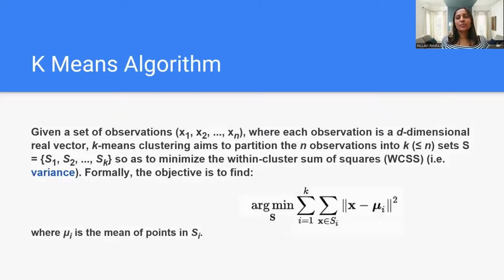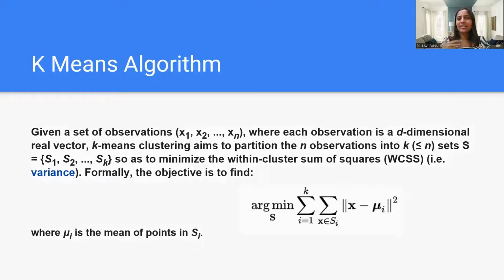Next, what do I mean by the k-means algorithm? From the previous slide you understood what I need to do, but what is the k-means algorithm actually, what's the maths behind it, what's the equation? Let's check in this slide. Given a set of observations, you have these data points x1, x2 up to xn, where each observation can be a d-dimensional real vector.